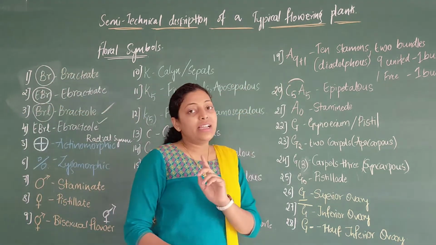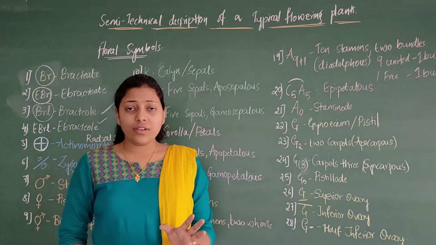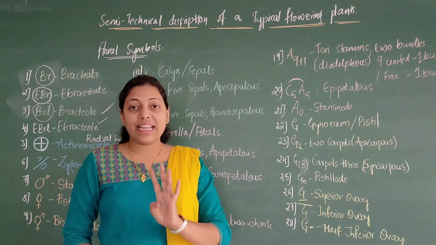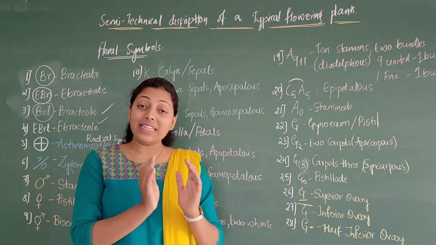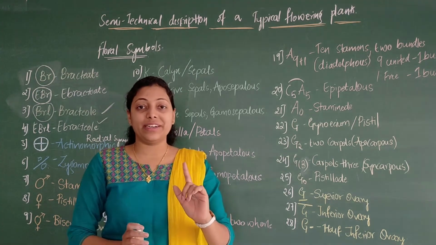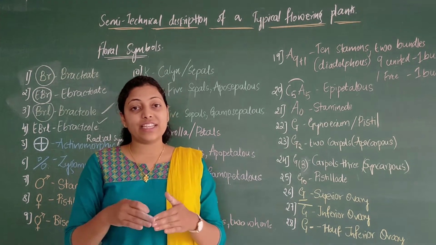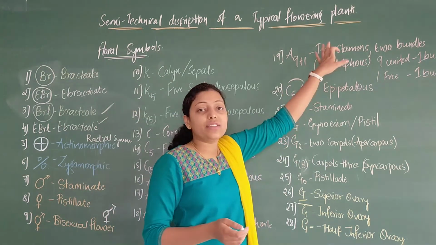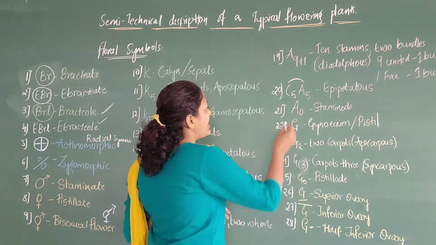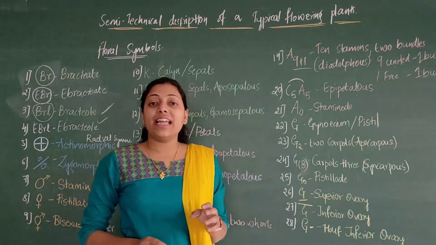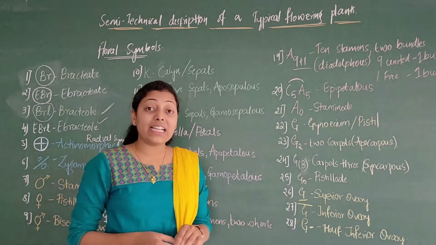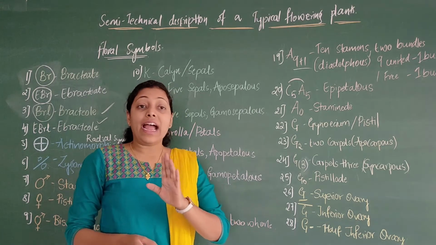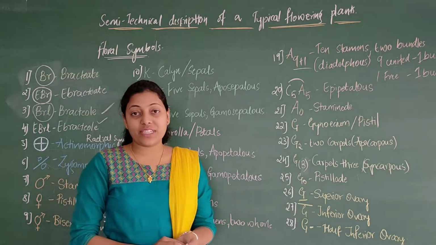And then is 9 plus 1. Here 9 plus 1 is 10 stamens, but 9 stamens are attached to one bundle and 1 stamen is attached to another bundle. That's why we see there are 2 bundles over here. 2 bundles means that it is diadelphous. Diadelphous: di is 2, adelphi is union of stamens.